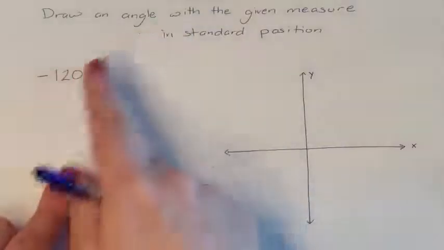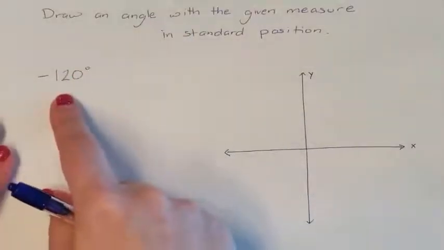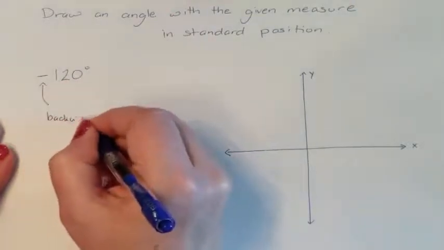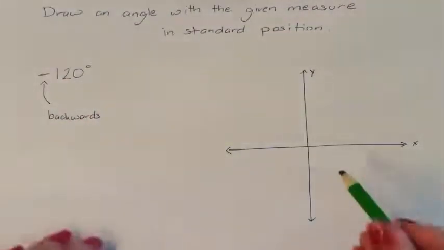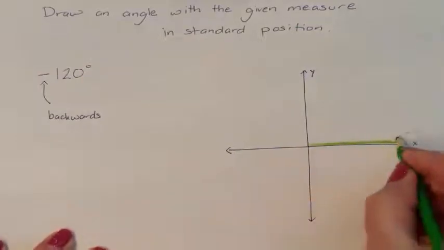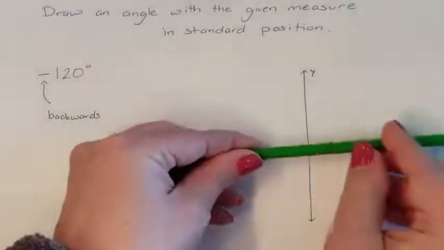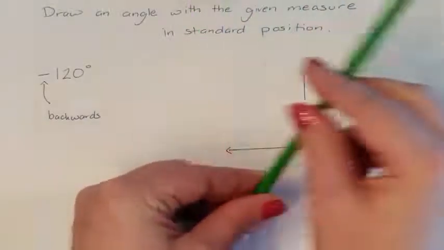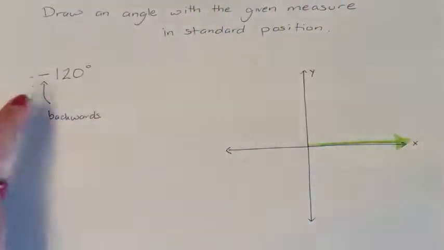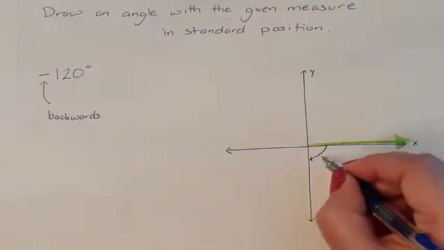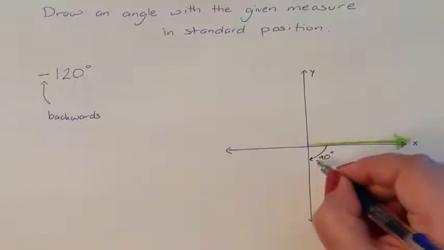I'm being asked to draw an angle that is a negative 120 degrees. Negative meant that we needed to go backwards. So our initial side still starts right here at the positive x. But instead of starting here and traveling counterclockwise like we normally do, we need to go backwards. That's what the negative meant. So if I went backwards a full quarter, this would have landed me going 90 degrees backwards.